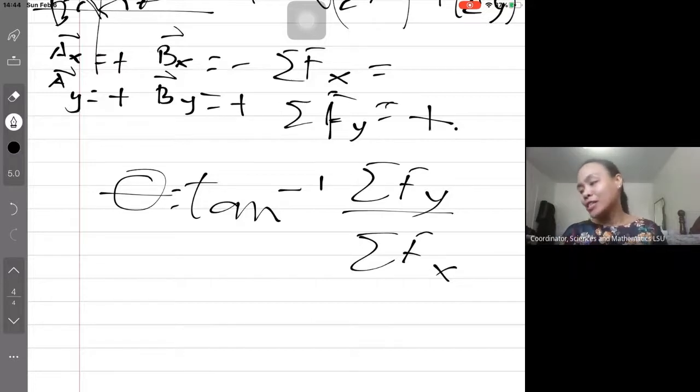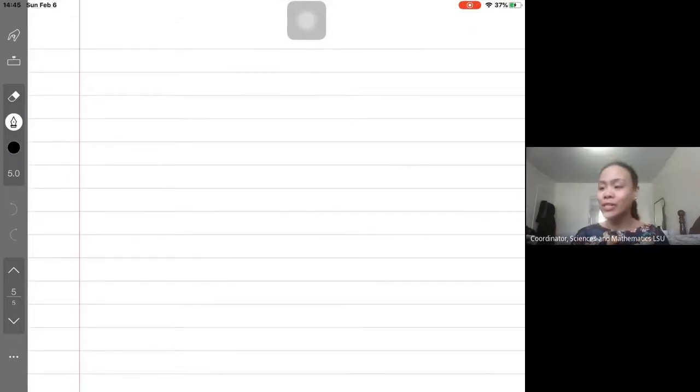And if the summation of forces along y is positive, of course, that would be in the first or second quadrant. And if the summation of forces along y is negative, of course, that would be in the third or fourth quadrant. Okay, and that goes the same with the x. If it is negative, second or third quadrant, if it is positive, first or fourth quadrant. Okay, so much more about that. That is only a review from your senior high.